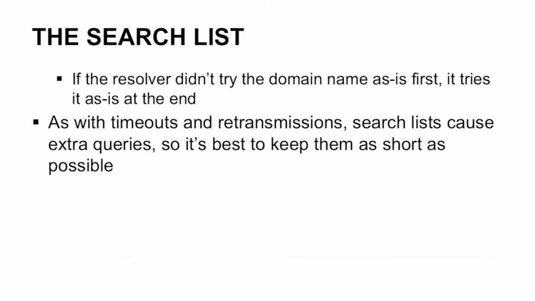Different resolvers have different rules as to when the argument is looked up as is, but they typically involve counting the number of dots in the argument and using that to decide whether the user actually typed the fully qualified domain name but neglected to add a trailing dot. Clearly, long search lists can result in unnecessary queries, so it's a good idea to keep them short.